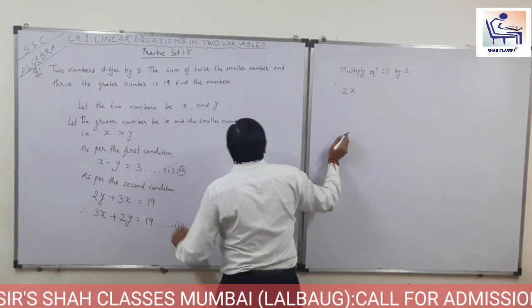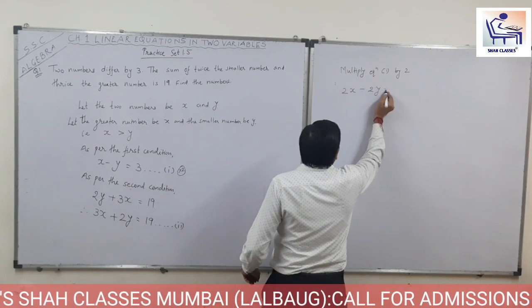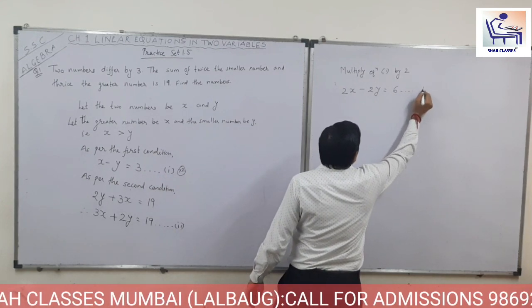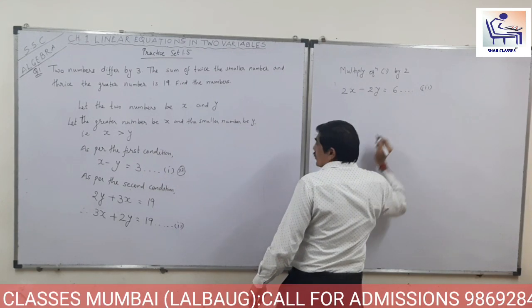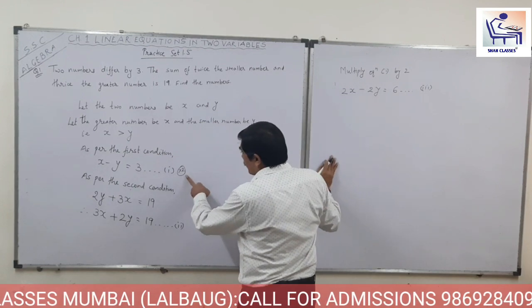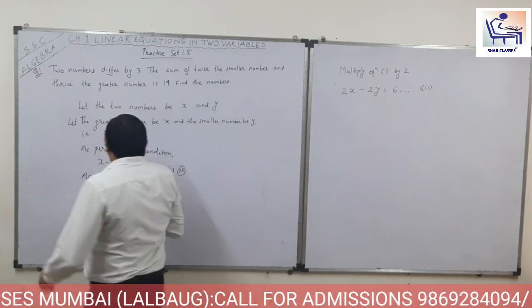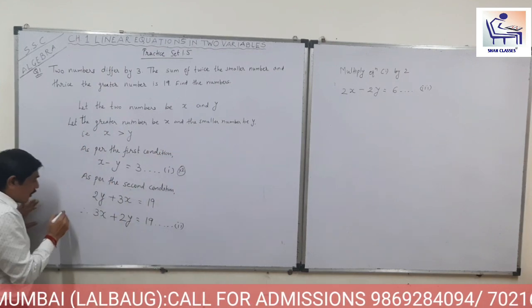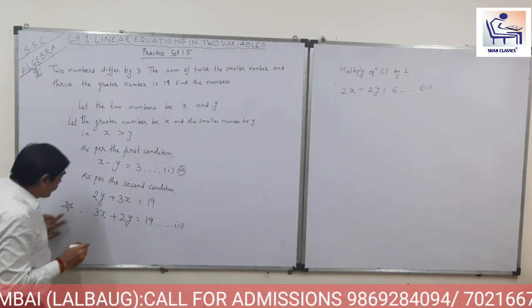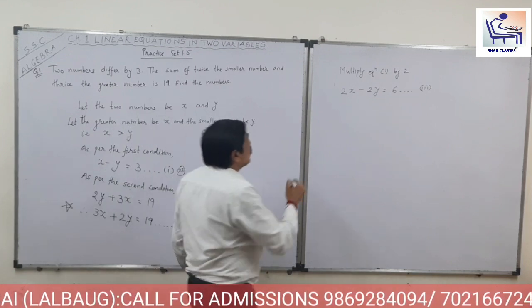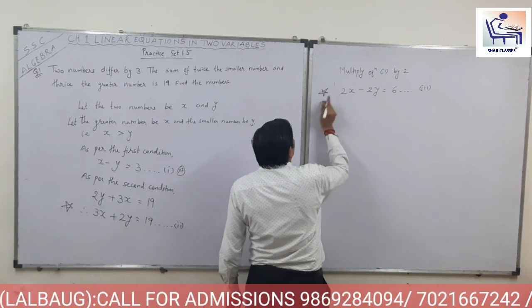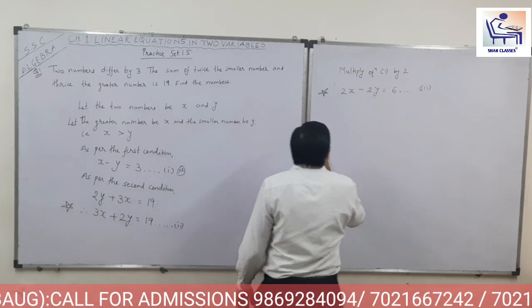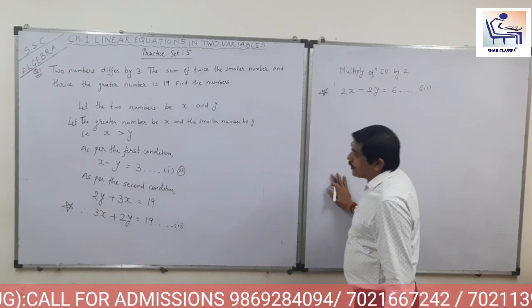So 2 into x minus 2 into y is equal to 2 3s are 6. So I got the equation number 3 from this equation. Now, as we have changed your first equation into third, so forget that. Now we have to focus on these two equations, your equation number 2 and equation number 3. I am signing here just for your knowledge purpose.